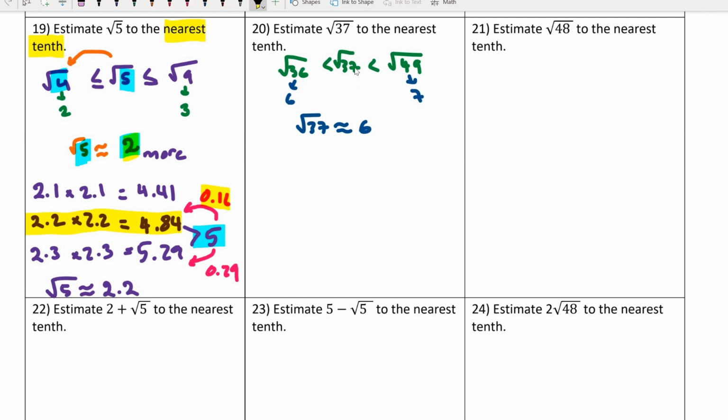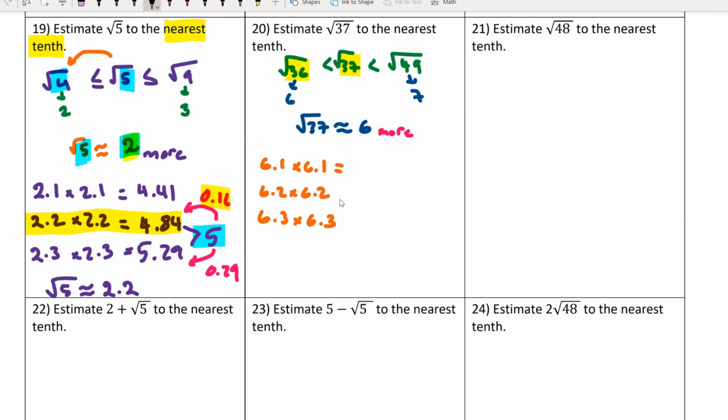The answer is 6 more, because 37 is bigger than 36. So that will be 6 more. Since it is 6 more, you're going to go up: 6.1 times 6.1, 6.2 times 6.2, 6.3 times 6.3.